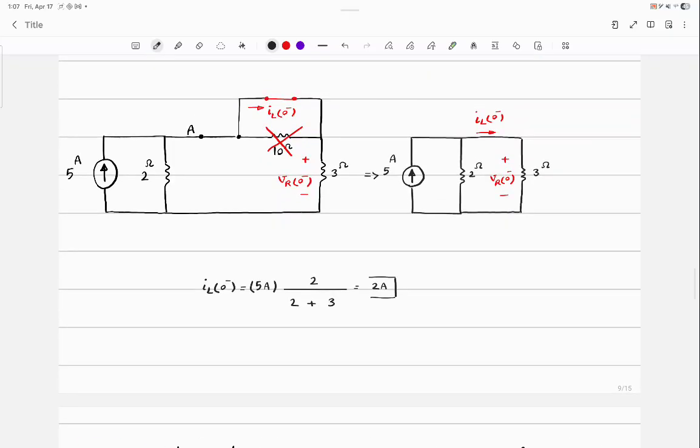Now, what is the next one? VR0 negative. How do you find it? It's 3 ohm times IL0 negative, right? Which is 6 volts. Ohm's law. Any problem so far? We're done with step 1.